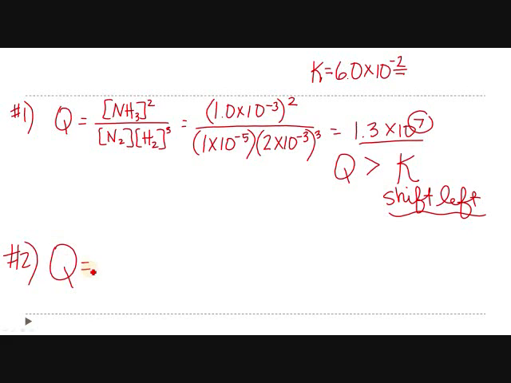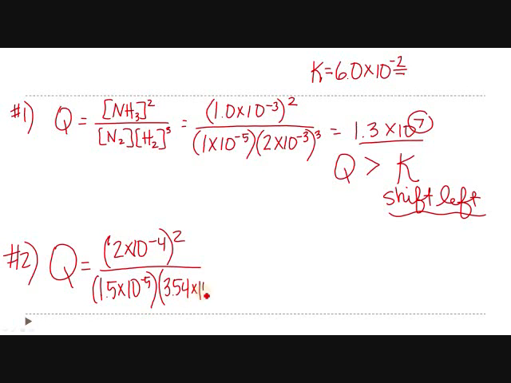It's still products over reactants, it's still the same equation. So just plugging in that information in the correct spots, I've got 2 times 10 to the negative 4 squared over 1.5 times 10 to the negative 5 times 3.54 times 10 to the negative 1, which is just a fancy way of saying 0.354 cubed. Okay. And then when I solved this one out, I got 0.06 for my Q this time.